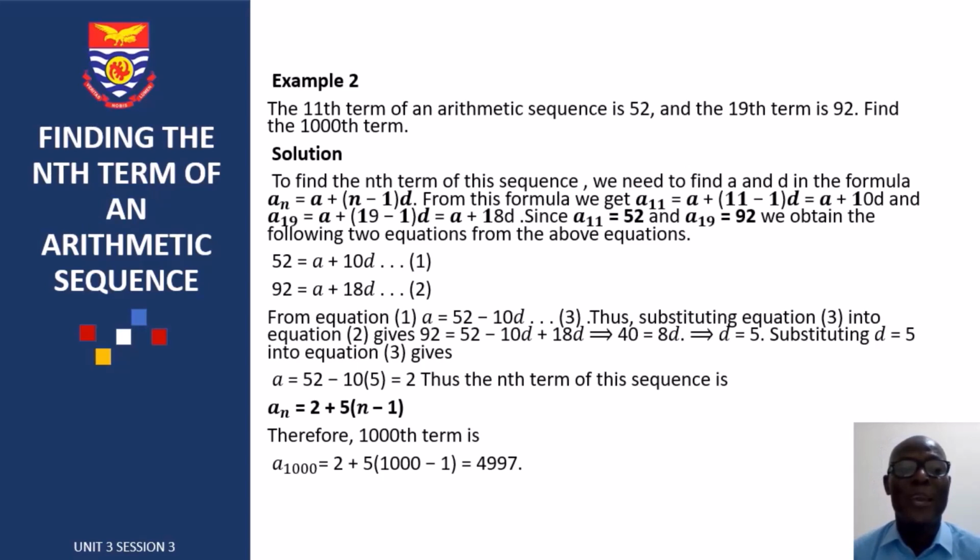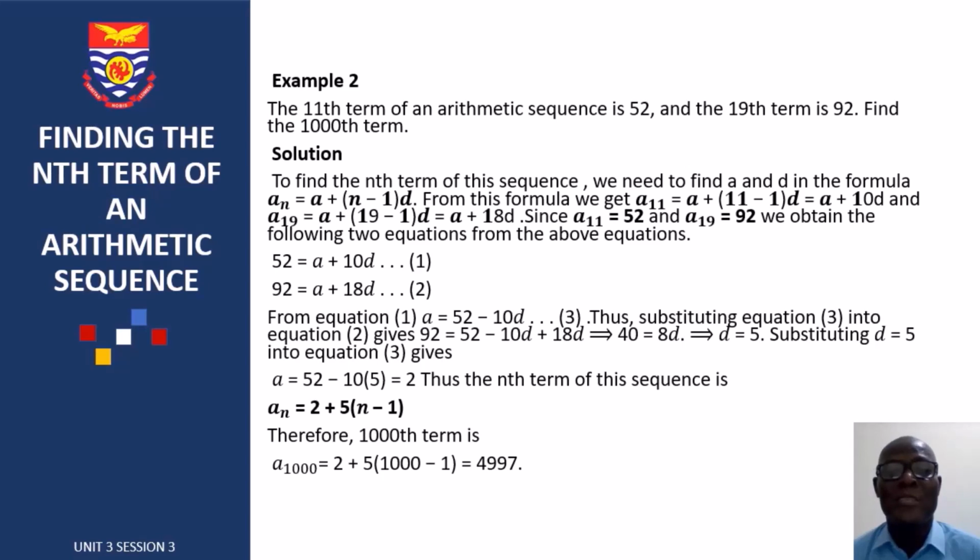So we make A the subject in equation 1. By making A the subject, we subtract 10D from both sides. So if 10D is subtracted from both sides, then we have 52 minus 10D is equal to A. And we label that as equation 3.